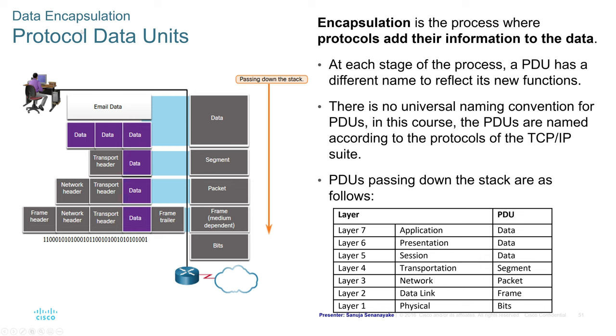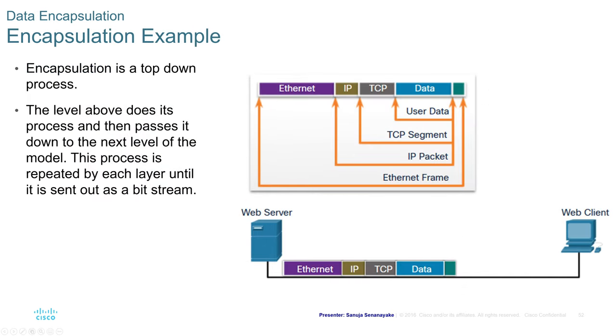PDUs are still important. They are part of data encapsulation. An example of data encapsulation is a top-down process. The level above does its process and then passes it down to the next level of the model. This process is repeated by each layer until it is sent out as a bit stream. So that's very important. Basically it takes the data, processes it in each layer, and puts it into the next layer and the next layer until it has reached the end of the stack.